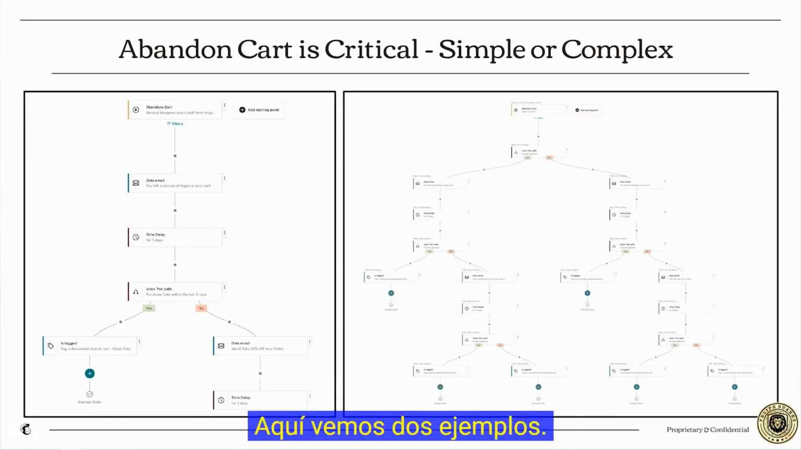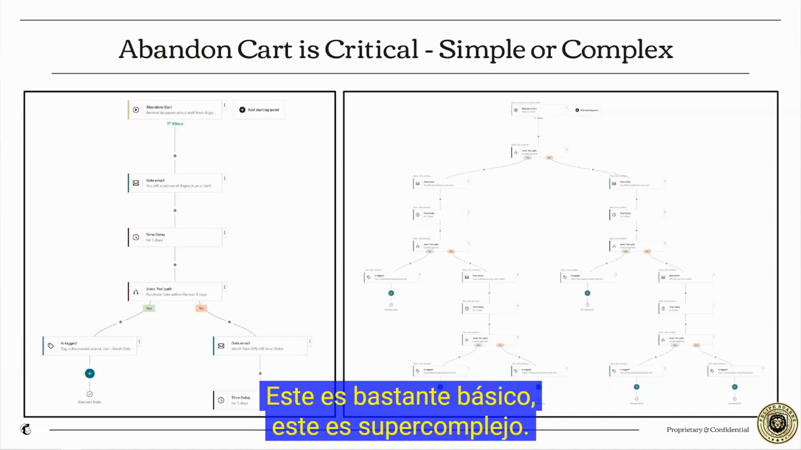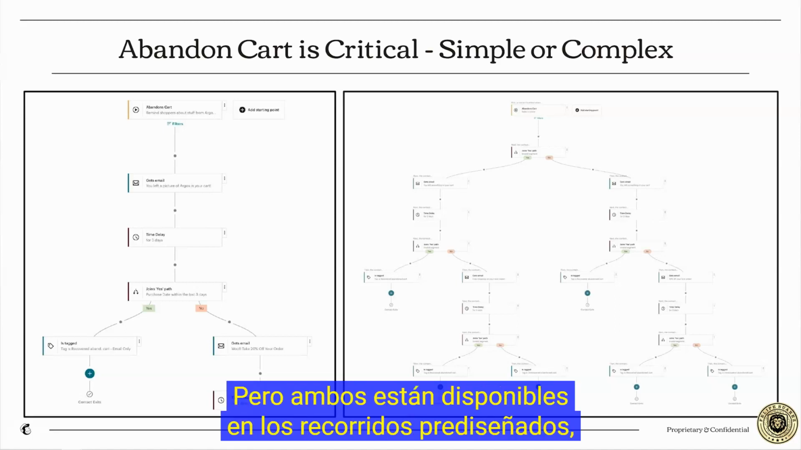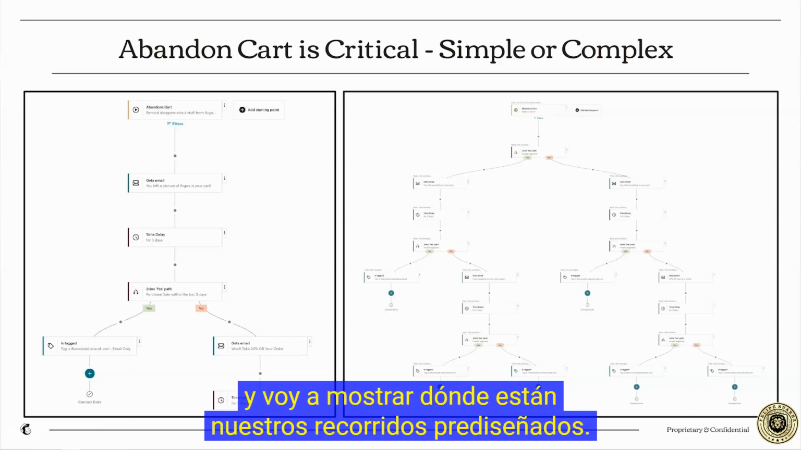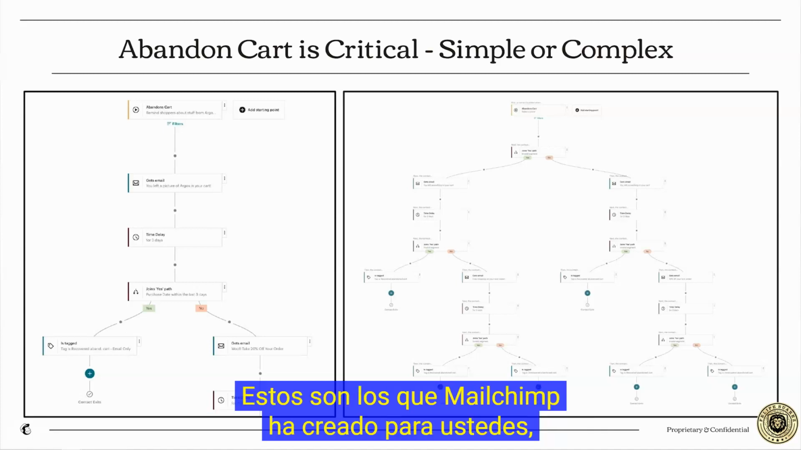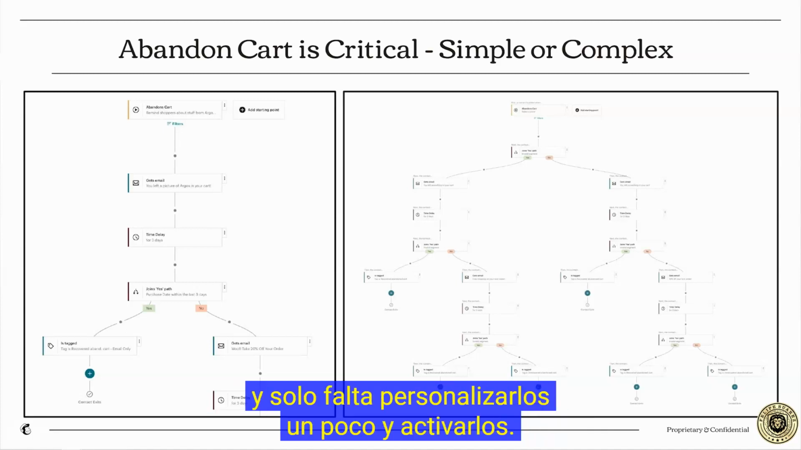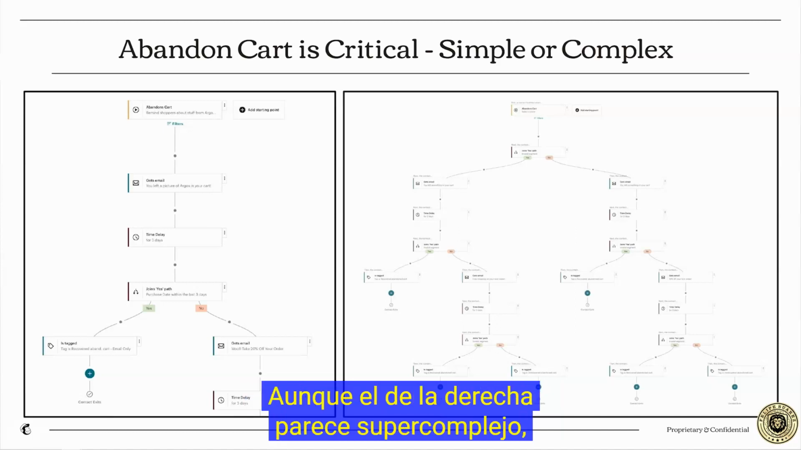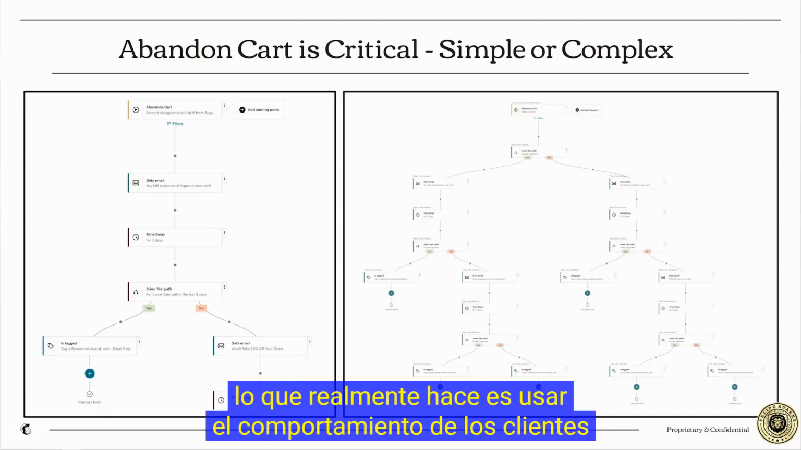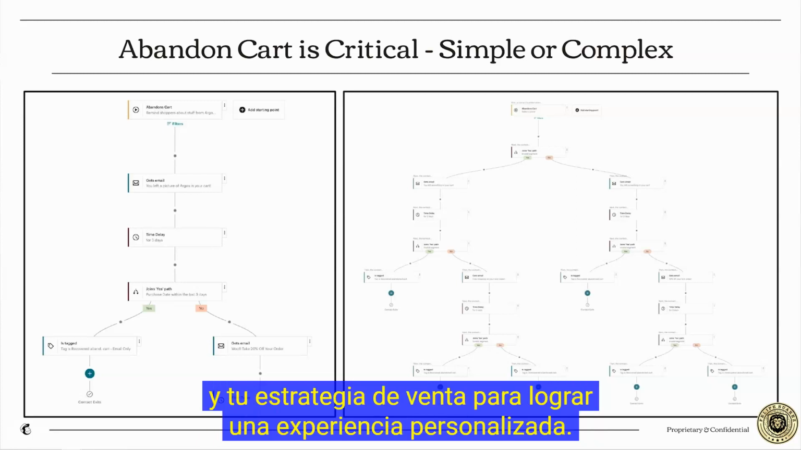You're seeing two examples here. This one is pretty basic, this one is super complex, but actually both of these are available for you in the pre-built journeys section. I am going to demo where this is, the pre-built journeys section of our website. So these are actually ones that Mailchimp has built for you, and you just need to do some light customization and turn them on. While the one on the right looks super complex, what it's really doing is using your customer's behavior and your business strategy to deliver a super personalized experience for each customer.